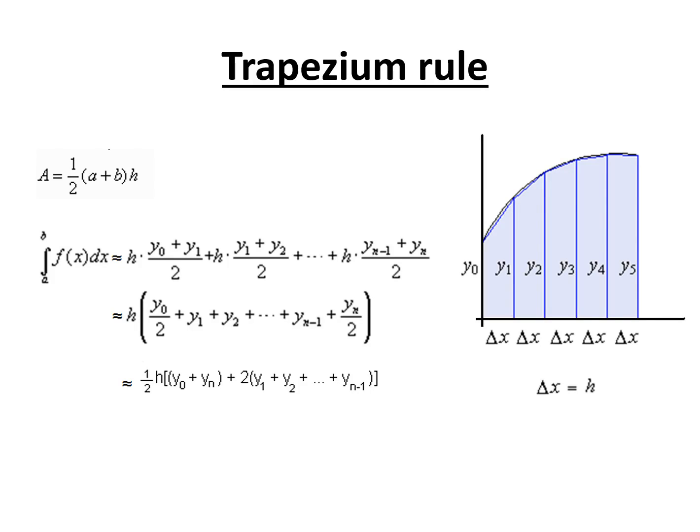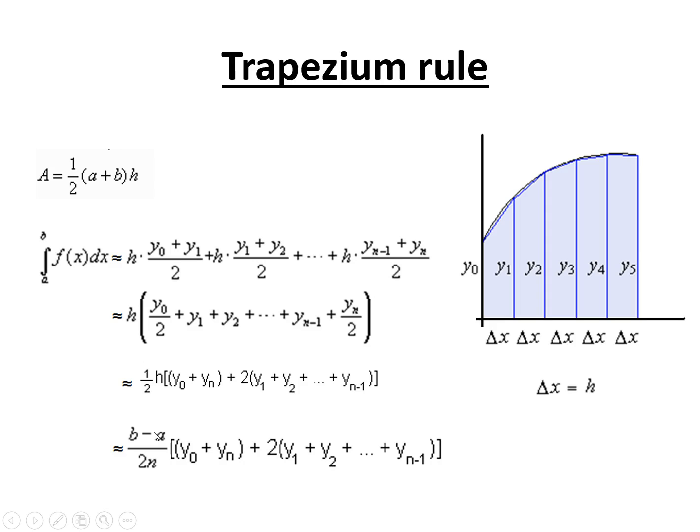So this here is approximately equal to this equation. So you have half times h, so we take out a factor of a half, and then we've got y0 plus yn, and then everything else added together times by 2.